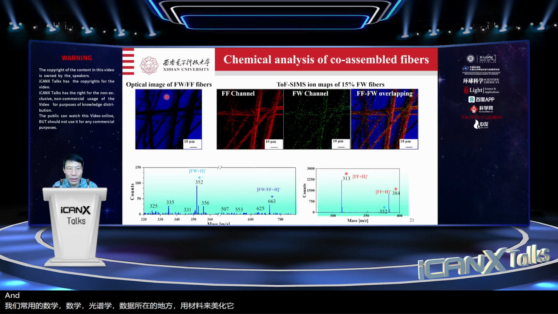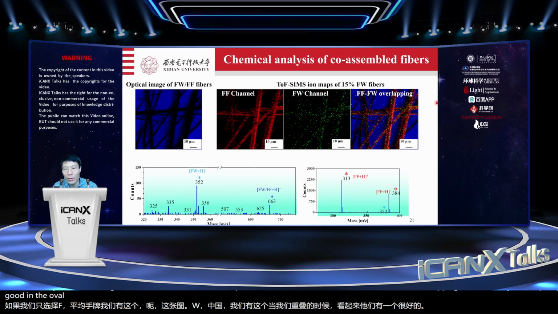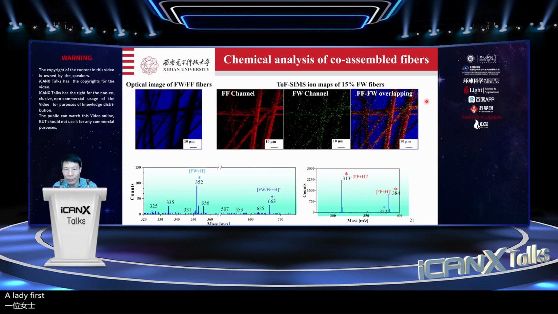And we also did the imaging. The optical image looks like this one. And if we only select the FF channel, we have this picture. FW channel, we have this one. When we overlap them, it looks like they have a pretty good overlap. This confirms we can have FW and FF co-assembled fibers.